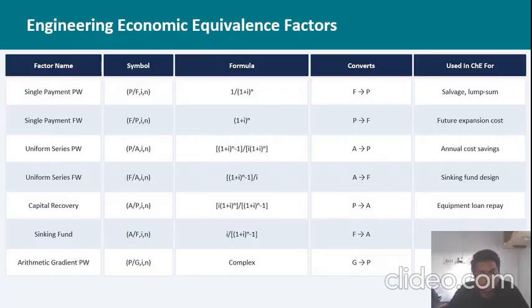So in the second slide, we have engineering economics equivalence factors. This includes various parameters like single payment, uniform series, capital recovery, sinking fund, and arithmetic gradient. Each has a different symbol and a different kind of formula that we're going to use for further calculation. We have used examples like chemical salvage, lump sum, future expansion cost, annual cost savings, sinking fund, equipment loan. And we have these different conversions that we need to perform like F to P, A to P, and A to F depending upon what kind of factor we are dealing with.